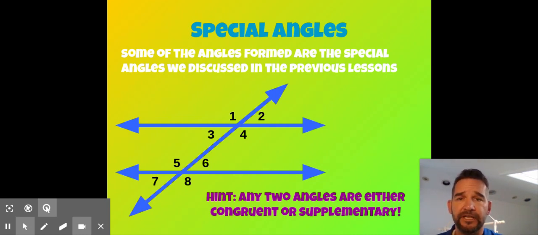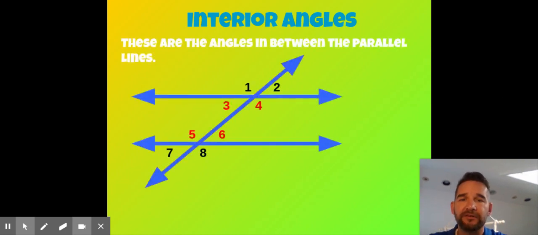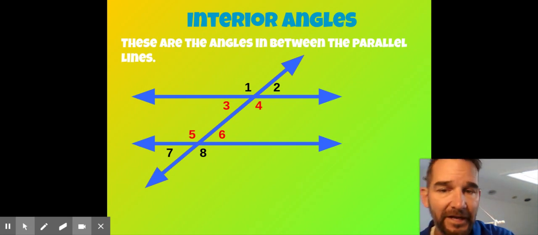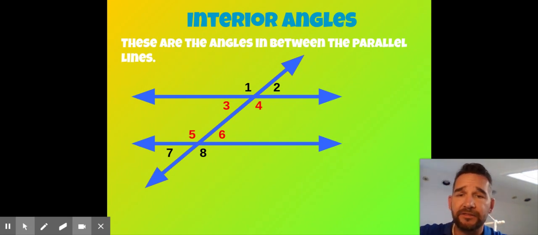The first angles that we're going to look at are what we call interior angles. Interior angles, as the name implies, are the angles that are inside of this diagram, the ones that are between the parallel lines. I've highlighted those in red. Those are angles 3, 4, 5, and 6. Those are known as interior angles.